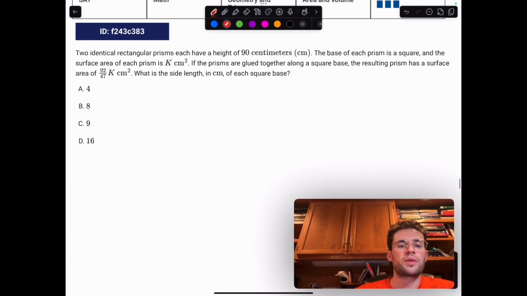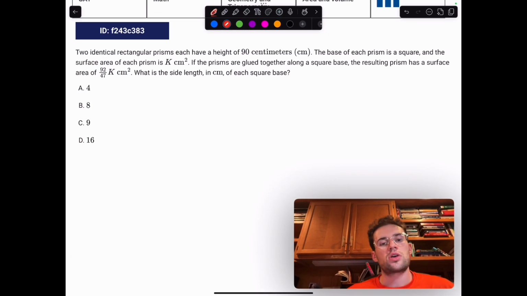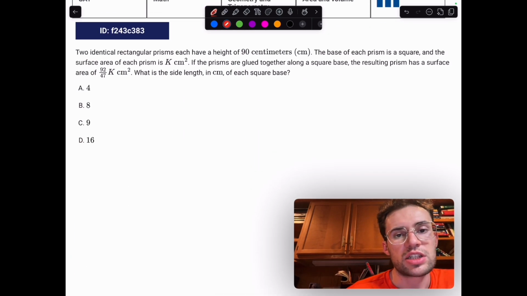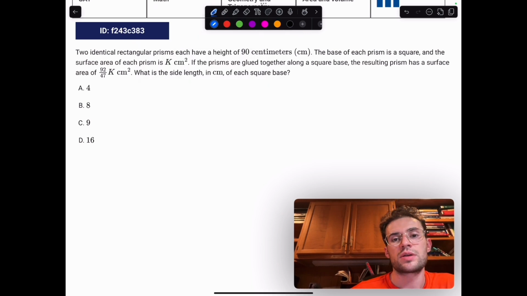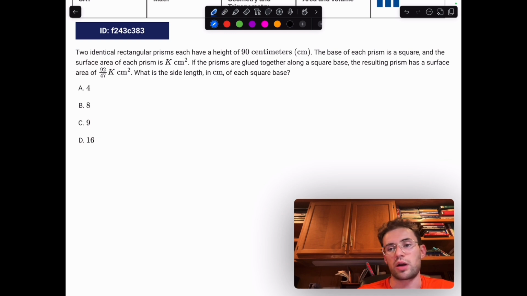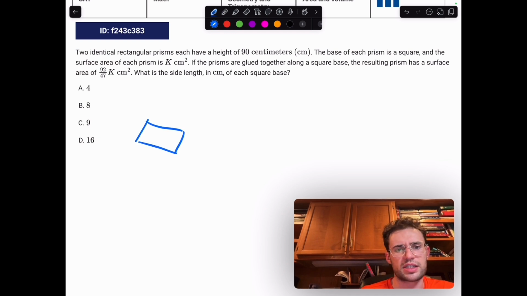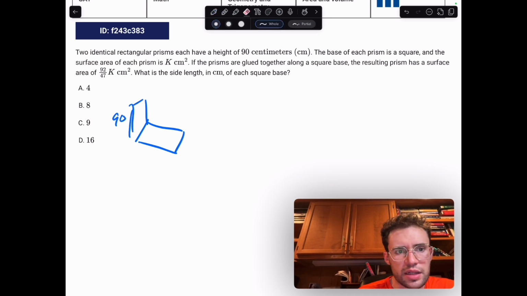Two identical rectangular prisms each have a height of 90 centimeters. The base of each prism is a square, and the surface area of each prism is k centimeters squared. So they're identical, they're just the same exact thing. And their heights are both 90. And it said the surface area is k centimeters squared.